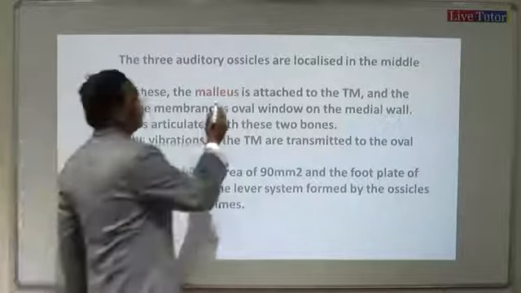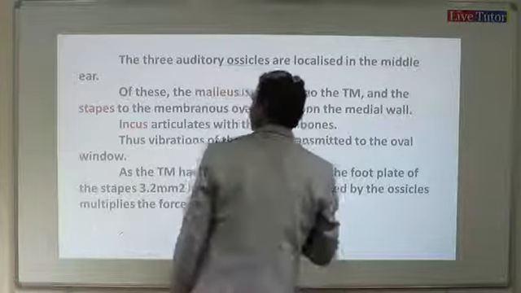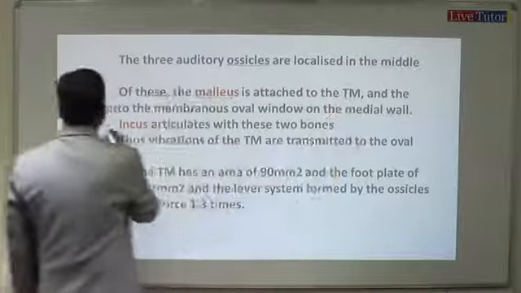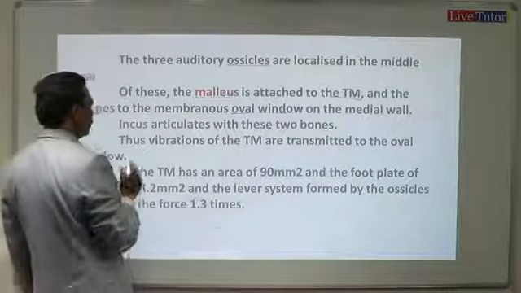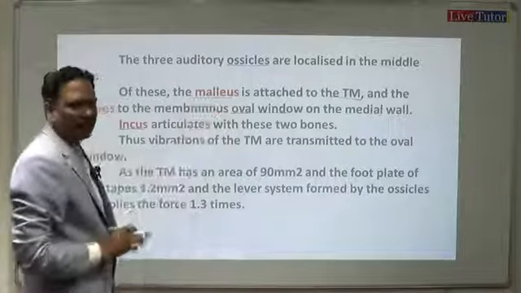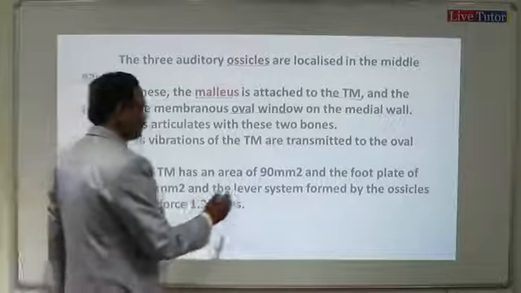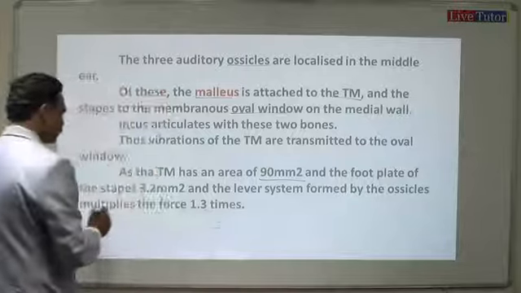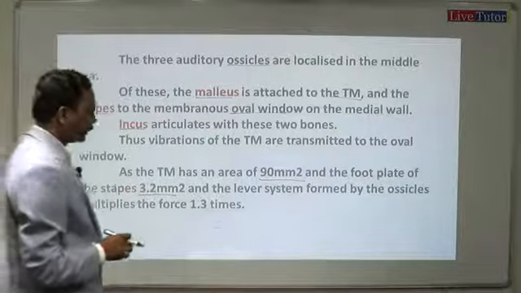Then three auditory ossicles, the auditory bones, that is the ear ossicles. What are they? The malleus attached to the tympanum, and the stapes attached to the oval window of the inner ear, that is the cochlea, and the incus which articulates both the malleus and the stapes. Then the tympanum has an area of how much? 90 square millimeters, and the footplate of the stapes is about 3.2 square millimeters.